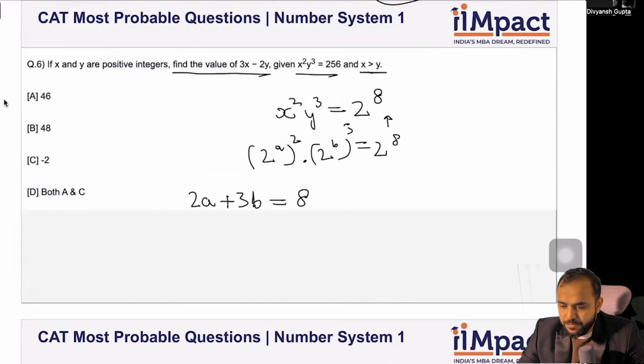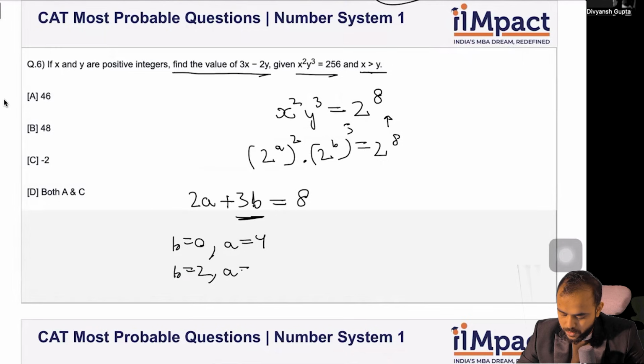Now a and b will have to be integers. So obviously, b being an even number, either b is equal to 0 and a is equal to 4, or b is equal to 2 and a is equal to 1. These are the only two combinations. After that, a and b will become negative.